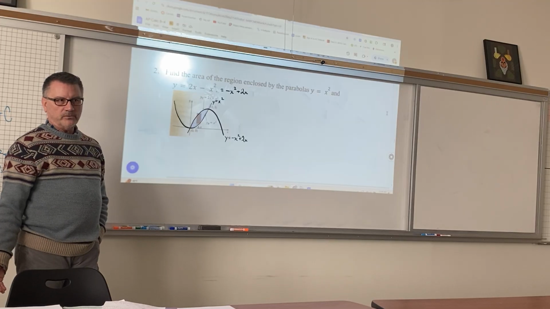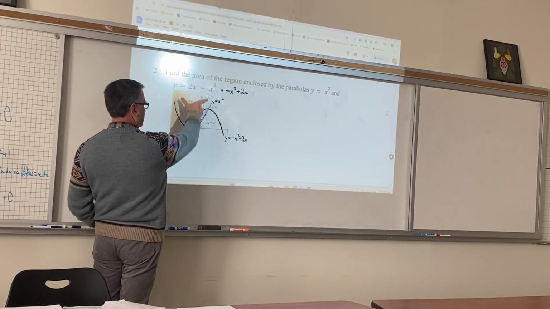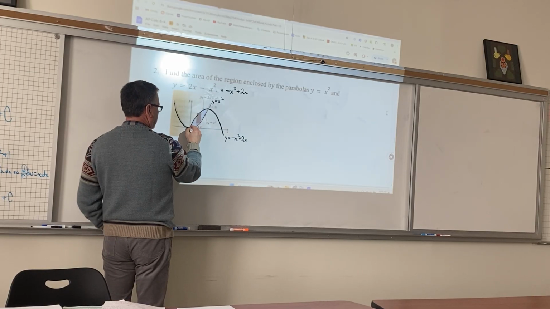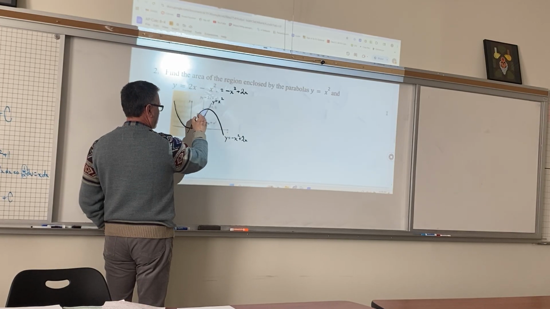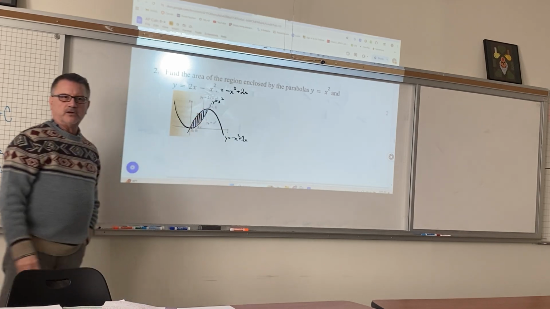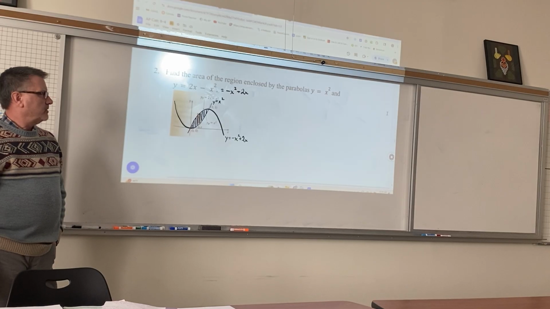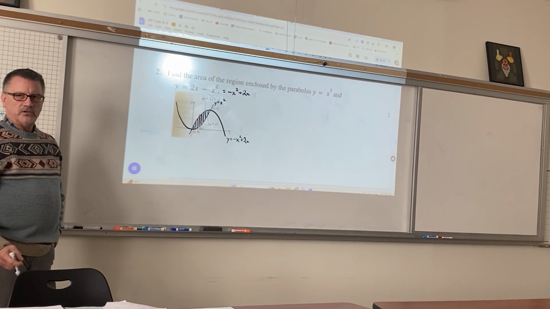I think there's only one region to worry about, because these are just going to keep going forever down, and these are going to keep going up. The only place where they're going to intersect, or overlap, is right here. That's what I'm looking for. So I'm trying to figure out which one's on top, which one's on bottom.